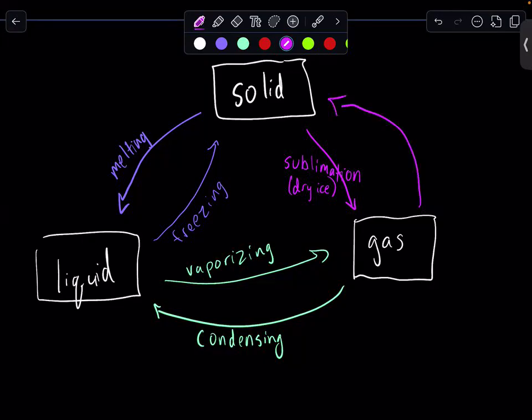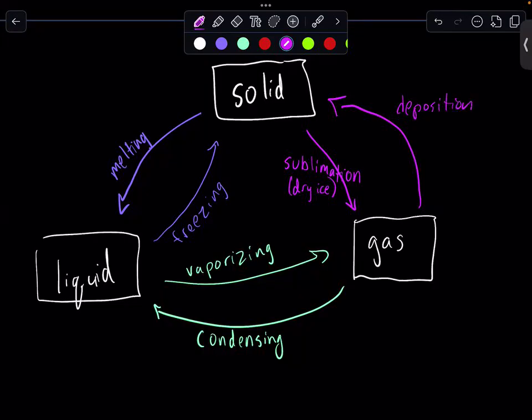Furthermore, gas back into a solid, we call that deposition or depositing. And again, that's actually the reverse of dry ice. If you freeze dry ice, if you, for example, blow up a balloon with your own breath, which has carbon dioxide in it, maybe a really big balloon, and you put it in a really, really cold freezer, you'll get a tiny little bit of dry ice. So those are our changes of state.